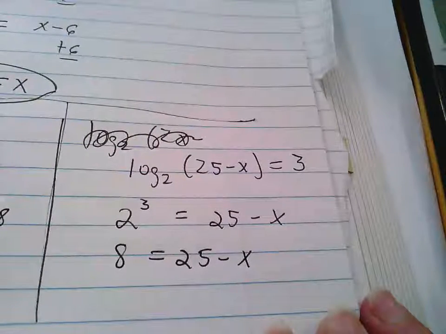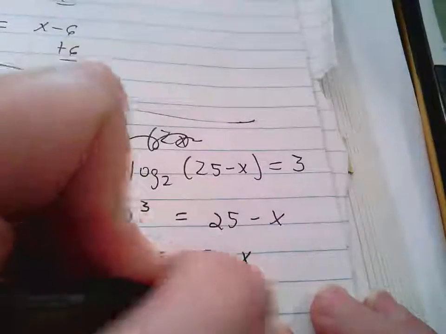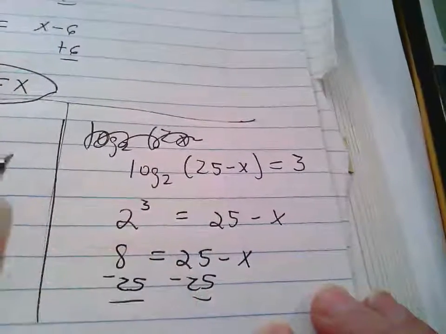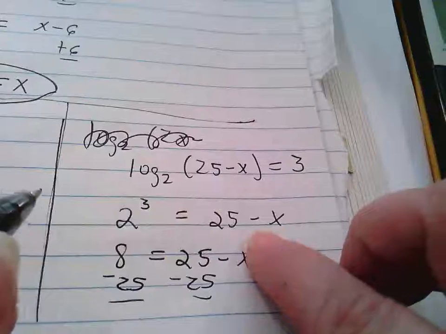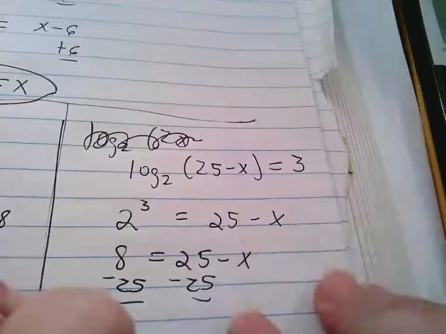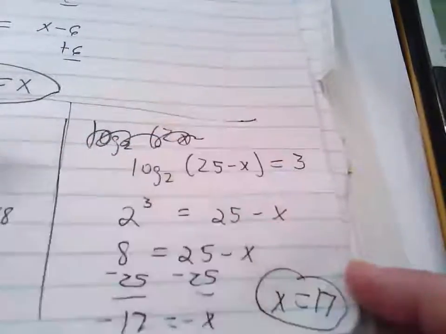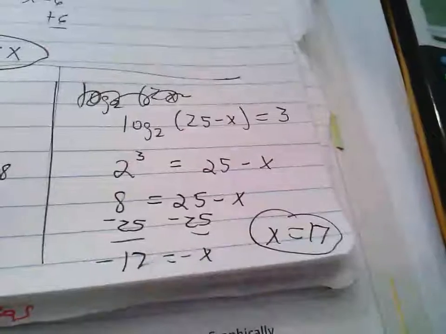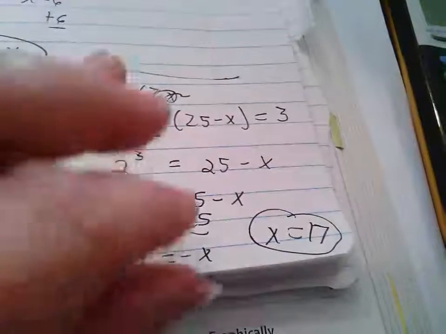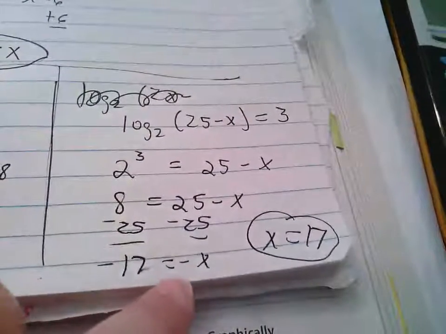So I'm going to subtract 25, and that's going to be negative x. Don't leave that negative off of it. I'm going to get negative 17 equals negative x, so x is 17. So don't get all the logarithm stuff and then let the simple algebra stuff mess with you. Don't leave that negative off there.